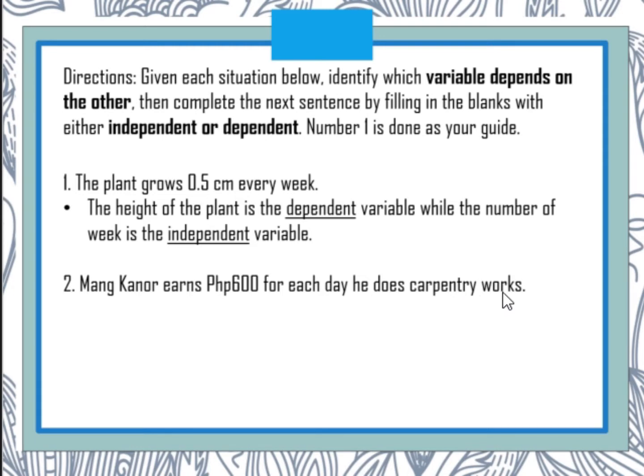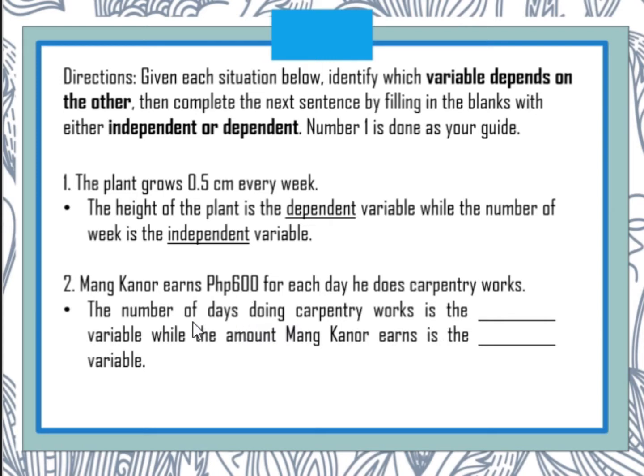Number 2 naman, we have Mancanor earns 600 for each day. He does carpentry works. So, alin ang ating dependent at alin ang ating independent variable? You will fill in this sentence. The number of days doing carpentry work is the blank variable, while the amount Mancanor earns is the blank variable. Kung ang sagot nyo ay independent sa unang blanko, yung number of days carpentry works ang ating independent, at ang ating namang dependent, yung amount Mancanor earns is the dependent variable.